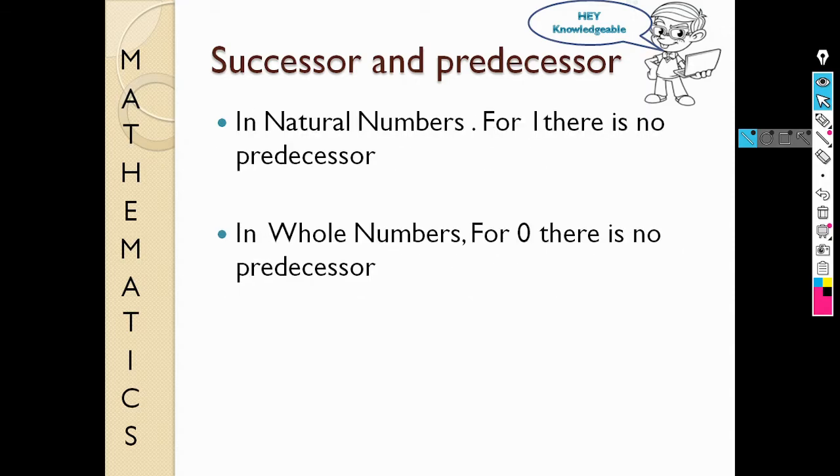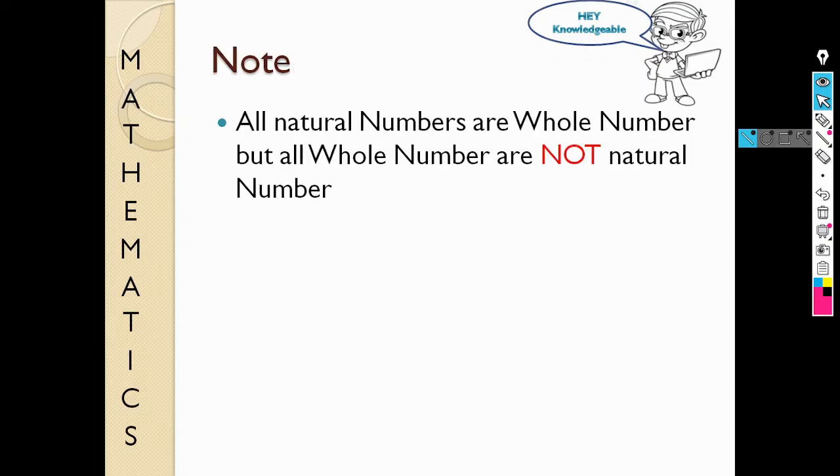In natural numbers, for 1 there is no predecessor because natural numbers start at 1, and 1 minus 1 would be 0, and 0 is not part of natural numbers. In the same way, in whole numbers, for 0 there is no predecessor because whole numbers start from 0. Please note that all natural numbers are whole numbers, but all whole numbers are not natural numbers. That is very much true because whole numbers contain 0 and natural numbers don't contain 0.